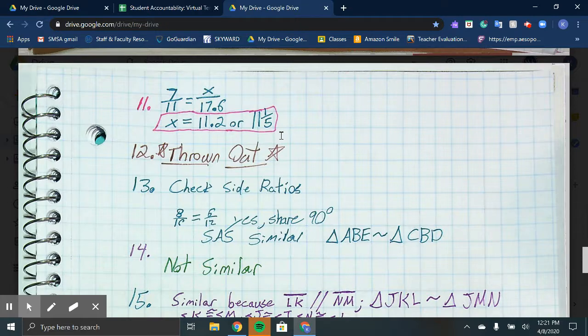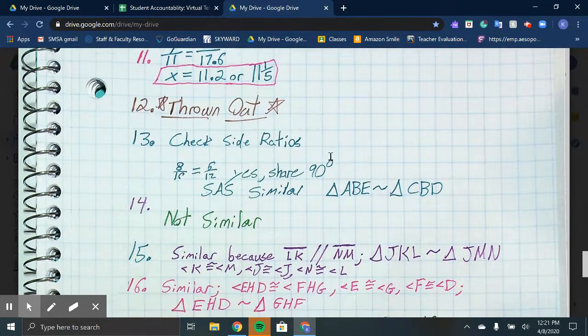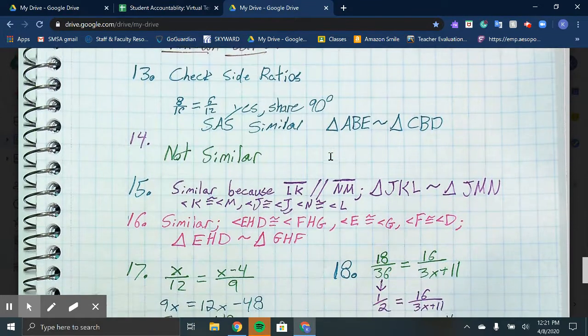For number 12, don't worry about it. We're throwing that problem out from the review and the test, so you won't need to worry about that one. And now we will move into similar triangles.